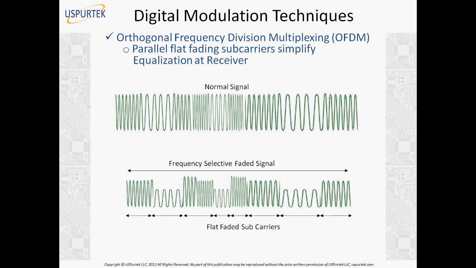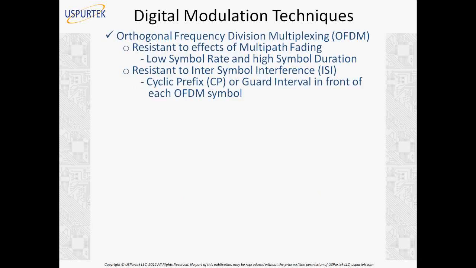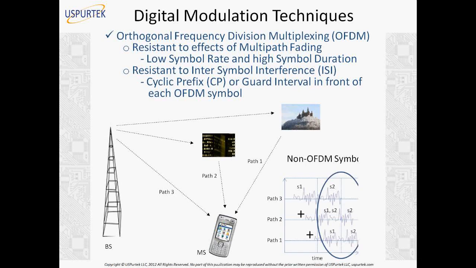Okay, so now OFDM is also resistant to the effects of multipath fading. Why is it resistant? It has a low symbol rate. Low symbol rate means, see, this derives from our low data rate. Each subcarrier carries a much lower data rate. So our symbol rate is low. That means our symbol duration is high. That means the information in the symbol stays for a longer time over the channel. If that is the case, it will reduce multipath effects. It's also resistant to inter-symbol interference, ISI.